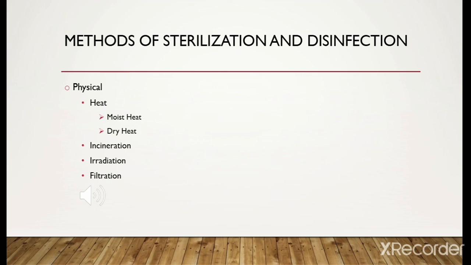The third method under physical method is irradiation. Irradiation usually destroys or distorts nucleic acid. For example, gamma irradiation and beta rays.